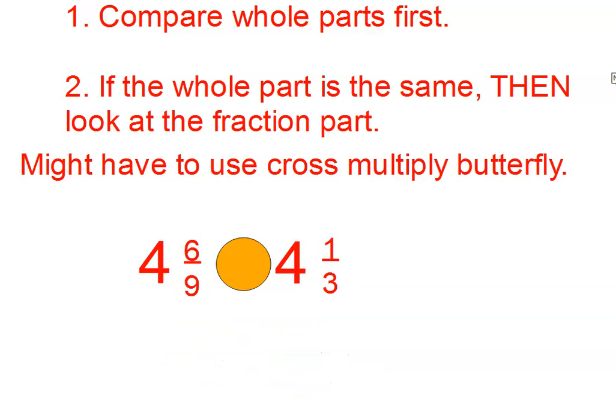And 4 and 6/9 and 4 and 1/3. Last one we're doing. They both have a 4 in the whole number part, so I'm going to 6/9 against 1/3. You can cross multiply if you want, but I see a shortcut here. I can take 3 times 3 to get to a 9, which means I'm going to take 1 times 3 equals 3. So we got 3/9 and 6/9. 6/9 is larger.